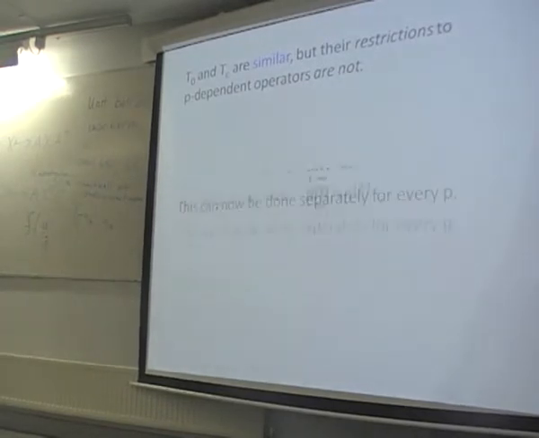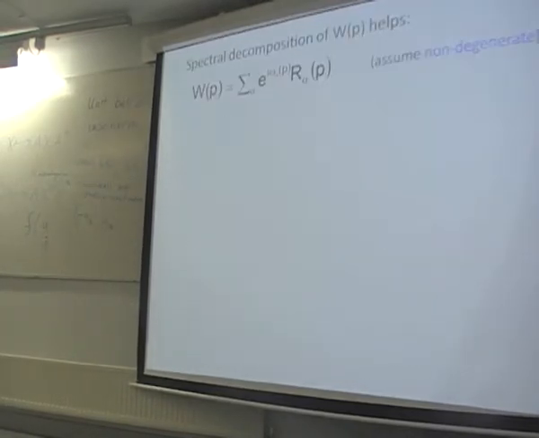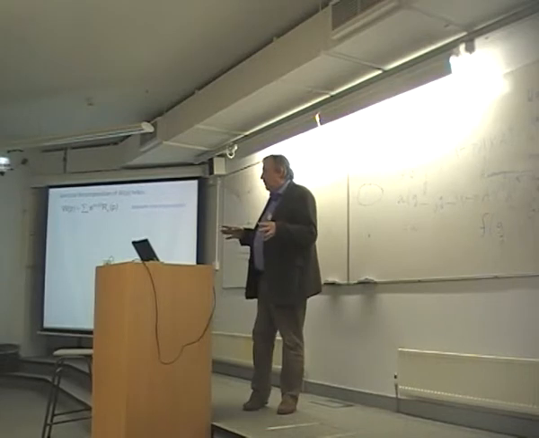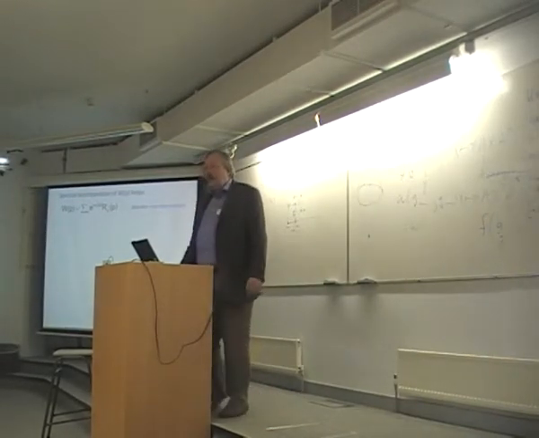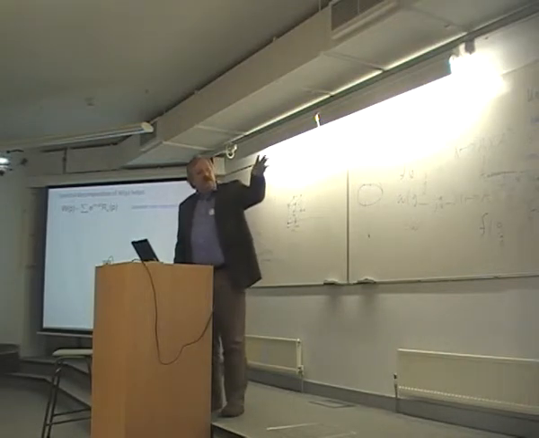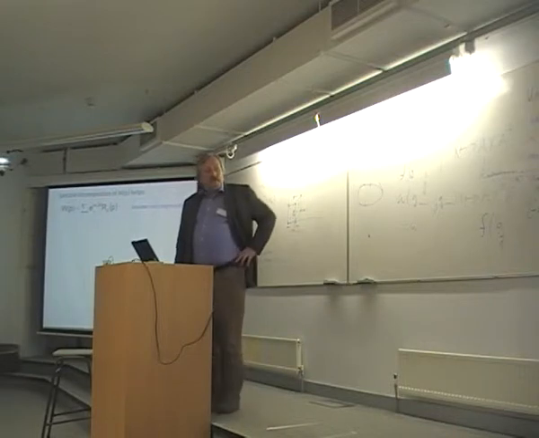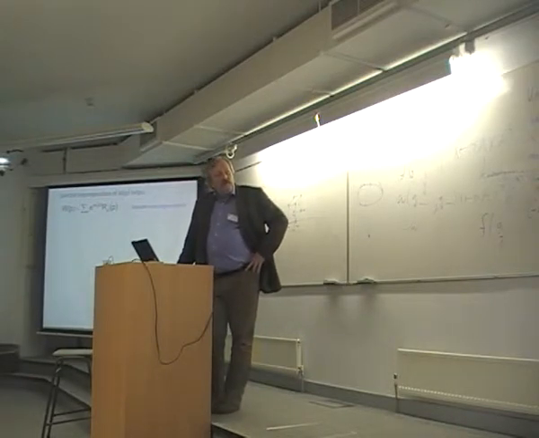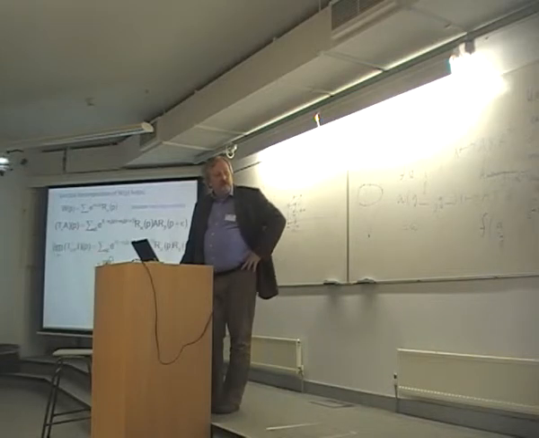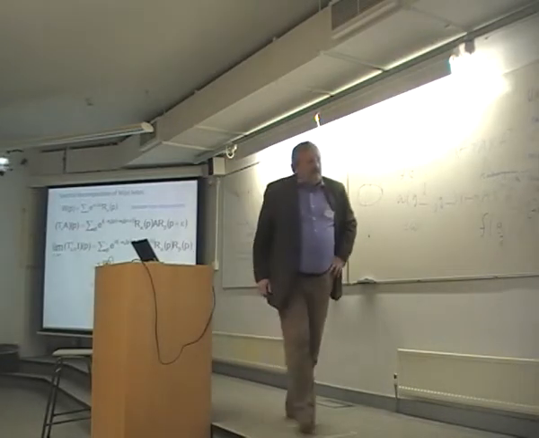Let me go over the technical details quickly. So if this is the spectral resolution of the walk operator, now W of P is a polynomial for every P, but the eigenprojections are not. So the diagonalization process is certainly not something that you can write explicitly as a polynomial. Therefore the R alpha of P will be complicated objects in general. Let's assume for the moment that this is non-degenerate. And then we can compute this perturbation theory of this T epsilon operator, giving something like that.